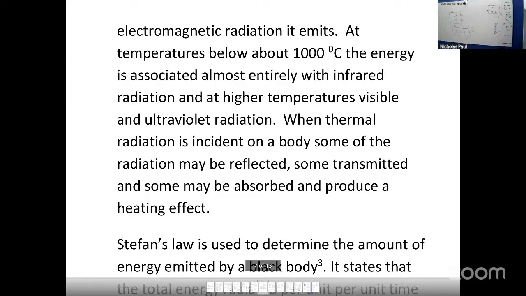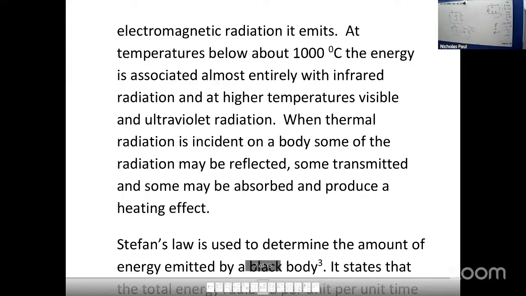Anybody remember the main type of EM waves? What's the main type of EM waves that a hot body will give off? Like the sun. Sun gives us what? Right? UV and infrared. Right? At temperatures below about 1000 degrees Celsius, the energy is associated entirely with infrared. At higher temperatures, visible and ultraviolet radiation.